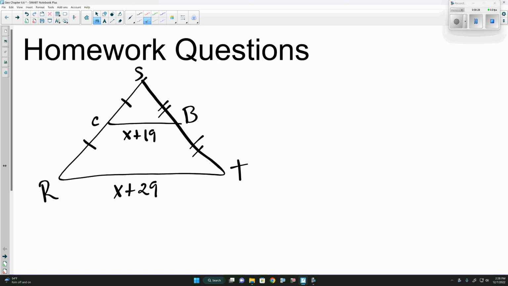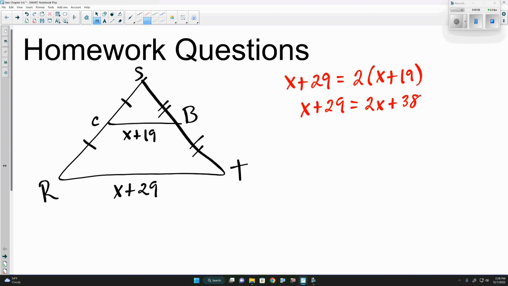Well, looking at this one here, number 7, we want to solve for the value of x. Now looking at this here, CB is a mid-segment and x plus 29 would be the third side. So we can say that x plus 29 is equal to 2 times x plus 19, because the third side is equal to twice the mid-segment. So we can distribute the 2, telling us x plus 29 is equal to 2x plus 38.